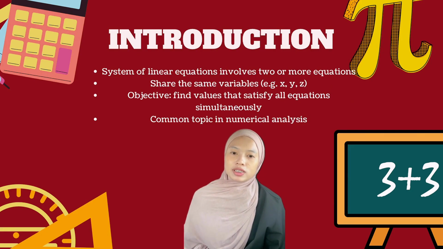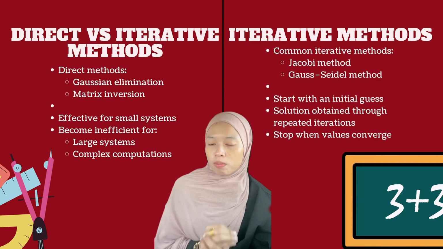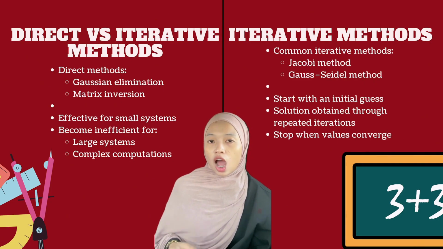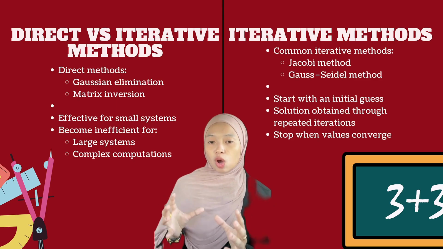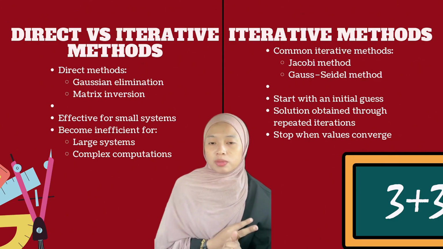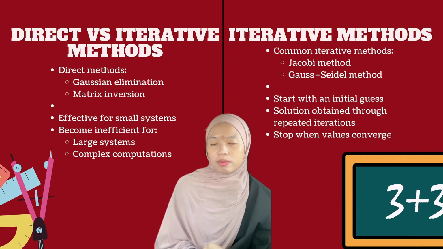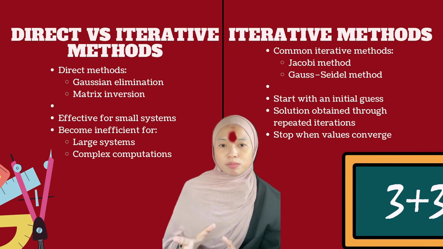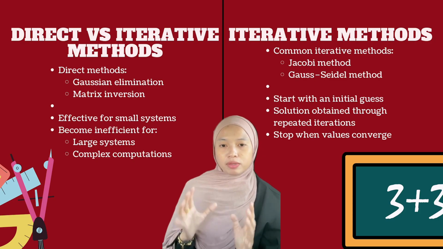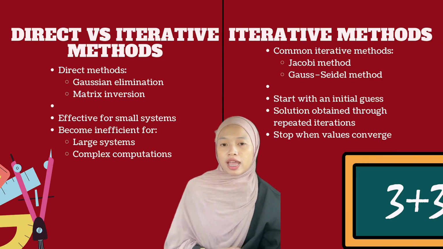In many cases, especially when the system is small, we can use direct methods such as Gaussian elimination or matrix inversion to obtain the solutions. However, when the system becomes large or more complex, these direct methods can be computationally expensive, time-consuming, and sometimes inefficient. Because of these limitations, iterative methods are often used. Two commonly used iterative methods are the Jacobi method and the Gauss-Seidel method. These methods begin with an initial guess and then repeatedly improve the solution through successive iterations until the values converge to a stable and accurate result.